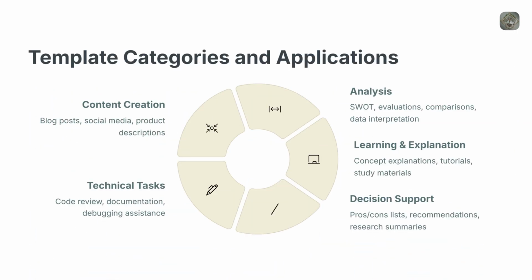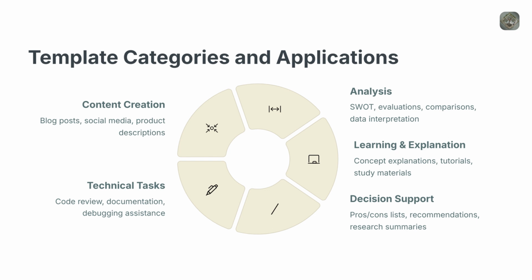Prompt templates can be organized into categories based on their purpose and structure. Content creation templates include frameworks for blog posts, social media content, product descriptions, and marketing copy. Analysis templates provide structures for SWOT analyses, evaluations, comparisons, and data interpretation. Learning and explanation templates offer frameworks for concept explanations, tutorials, study materials, and simplified explanations.